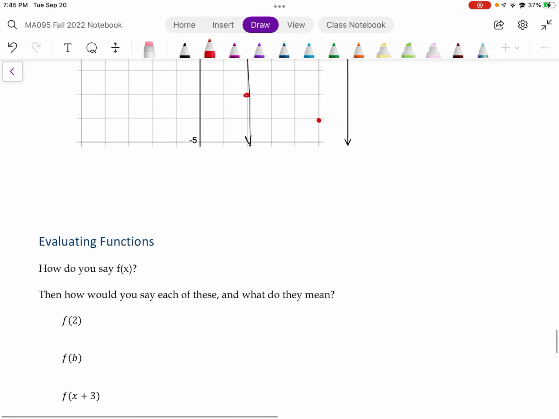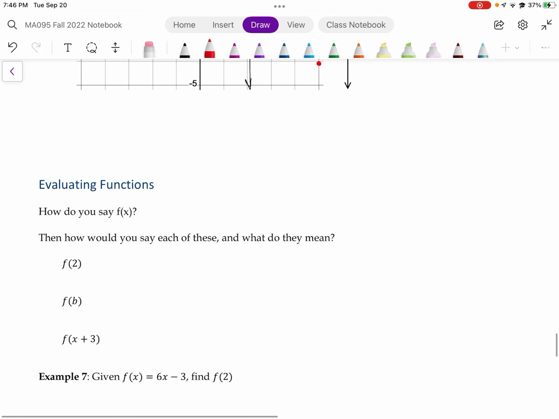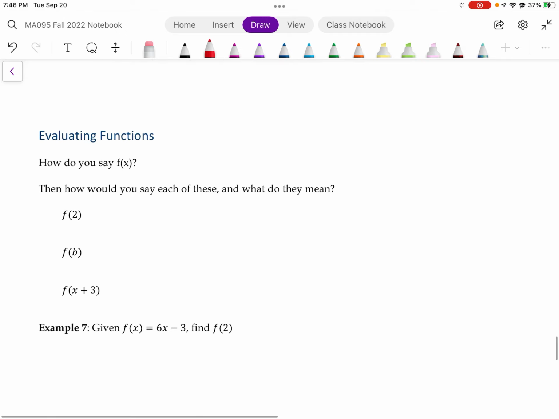All right, how do you say f of x? That's how you say it, f of x.